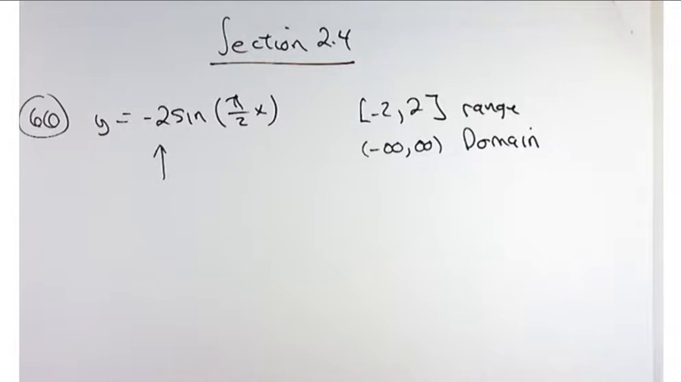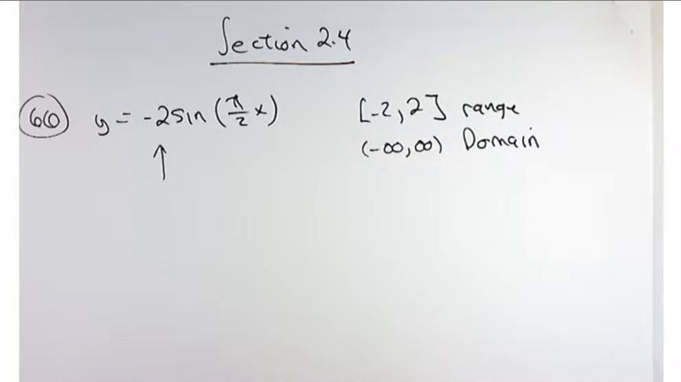Now, that's always true for the sine and for the cosine. Those are the only two trig functions that are defined everywhere. Other functions, as we'll see starting in section 2.5, are going to have issues at certain points. But sine and cosine are very, very friendly functions.